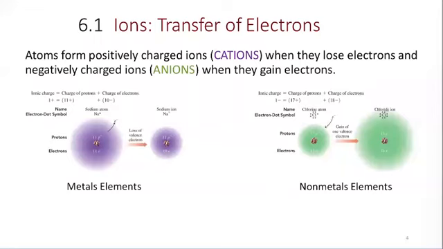That is not how you pronounce it. It is called an anion. So let's learn how to say it correctly. We have cations, which are positively charged, and we have anions, which are negatively charged.